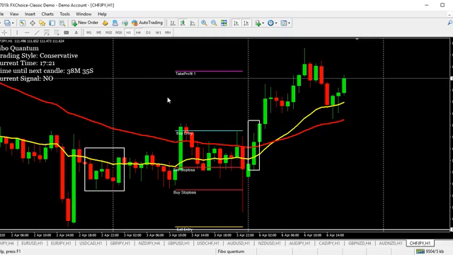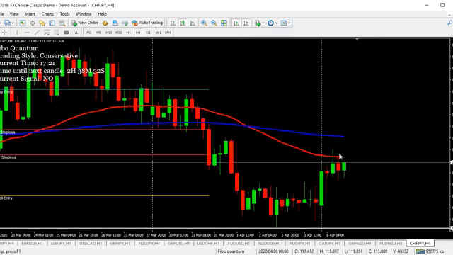CHFJPY. This is currently in a downtrend on the 4-hour chart, right? So the global trend is down. And what else happens here? We had a recent cross, right? We had a recent cross here of the 200-day moving average right down. We had the death cross here.